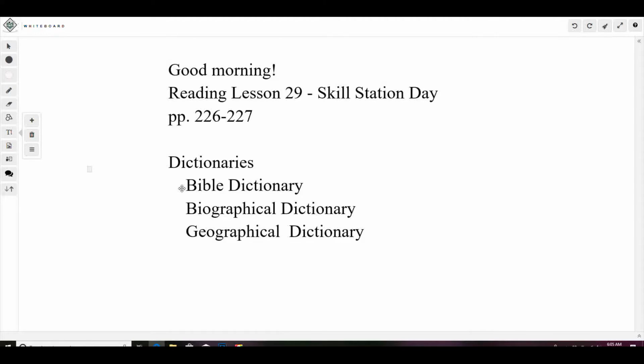The first one is a Bible dictionary. It's at the top of page 226. Now, I want you to notice at the very top, beside the picture of Bible dictionary, there's a big yellow brownish box there with a bunch of words in it. At the very top of that little box, you're going to see Habakkuk/Hagar. You see that up there at the very top?